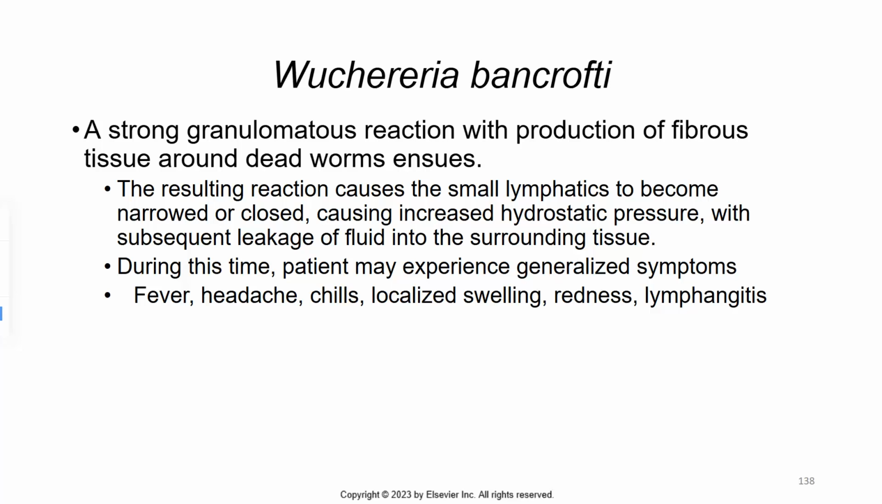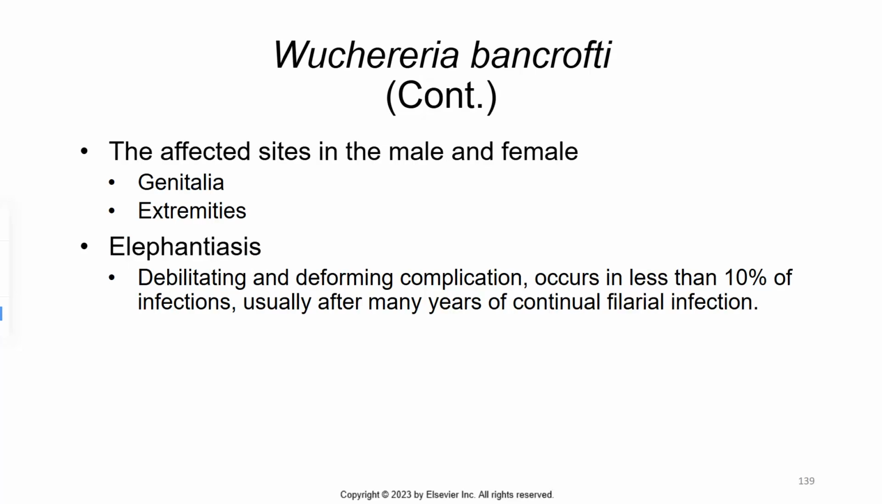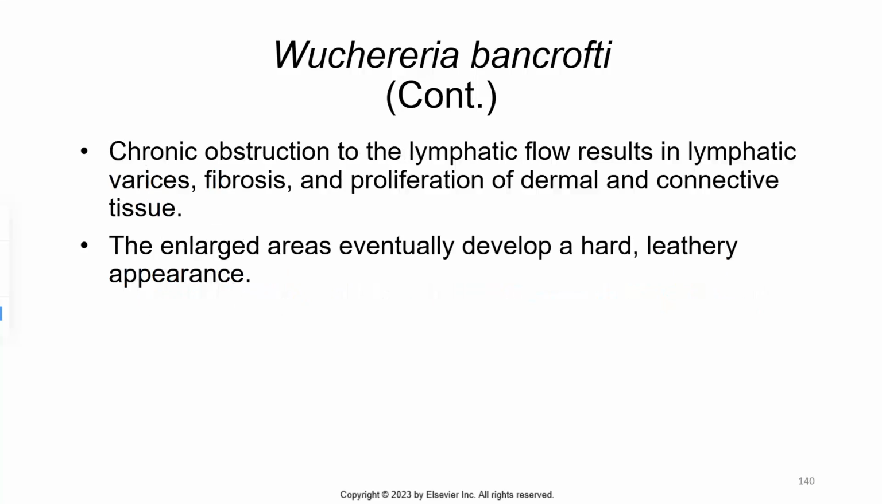During this time, the patient may experience generalized symptoms, fever, headache, chills, localized swelling, redness, lymphangitis. The affected sites include the male and female genitalia and extremities. Elephantiasis is a debilitating and deforming complication that occurs in less than 10% of infections, usually after many years of continual filarial infection. Chronic obstruction to the lymphatic flow results in lymphatic varices, fibrosis, and proliferation of dermal and connective tissue. The enlarged areas eventually develop a hard, leathery appearance.